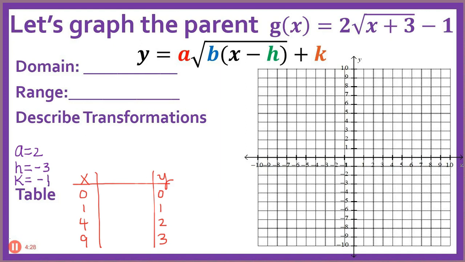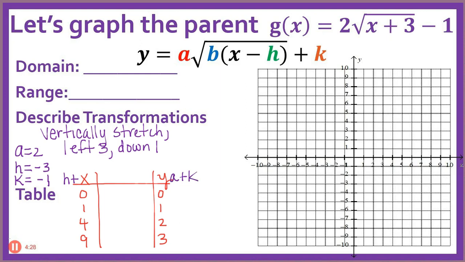So what changes do we expect to see? Well, because a is equal to 2, we expect for it to vertically stretch. Also, because h is negative 3, we expect for this graph to move to the left 3. And because k is negative 1, we expect for it to move down 1. So we're going to take all of our x values, add the h value to it, but multiply our y values times a and add k.